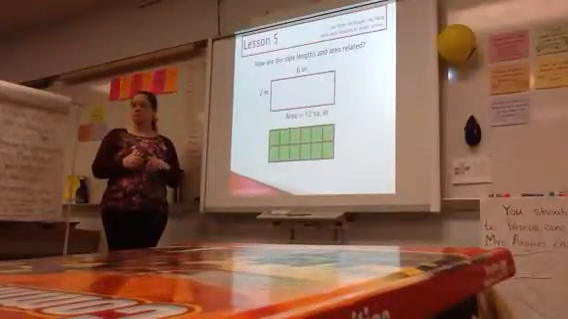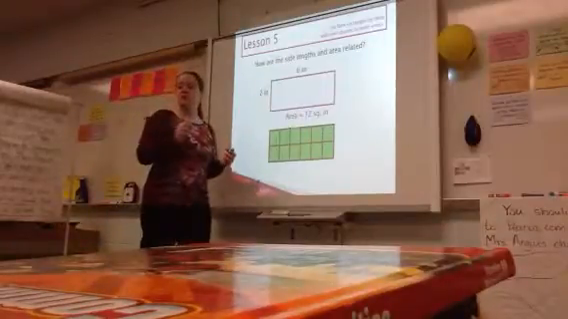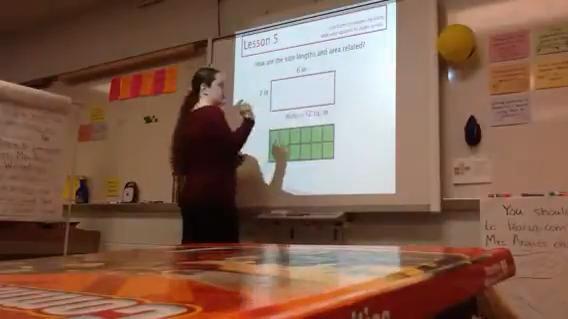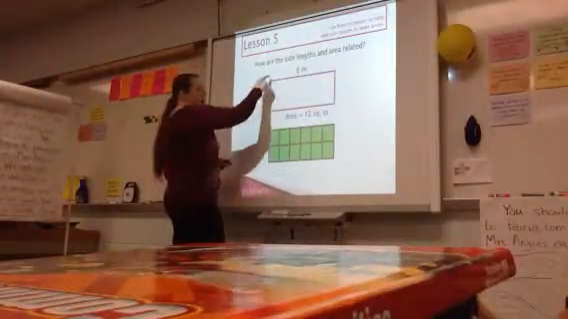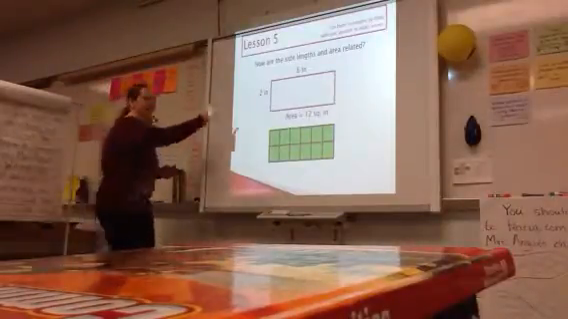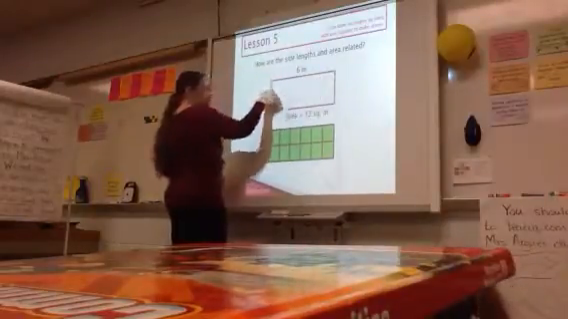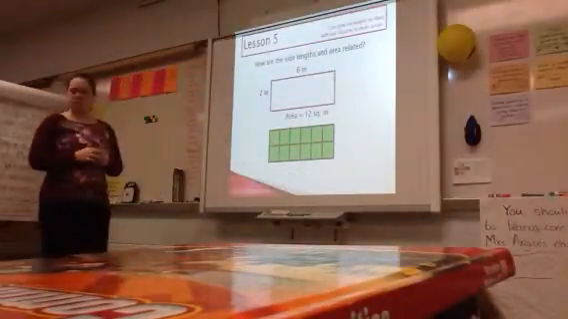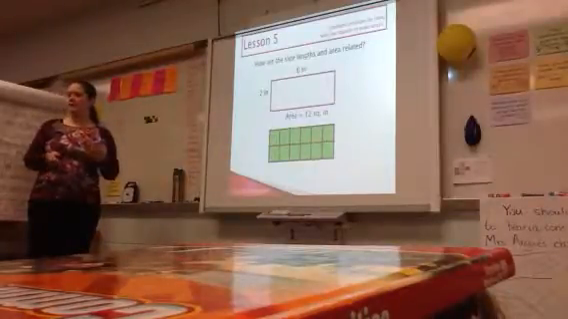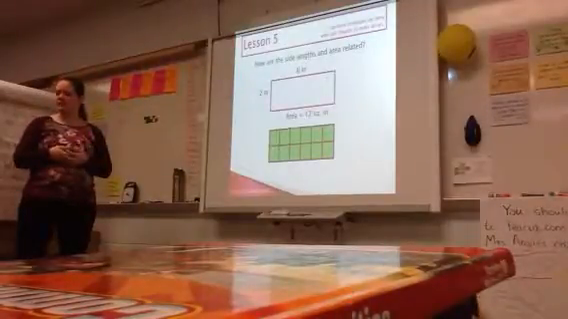But what about the other 2 sides? That's a good question. We're really only dealing with how long it is and how tall it is. We're not worried about the other sides because they're the same, right? This and this are the same length. So we only take the 2 different side lengths, the height and the length, and we multiply those together.